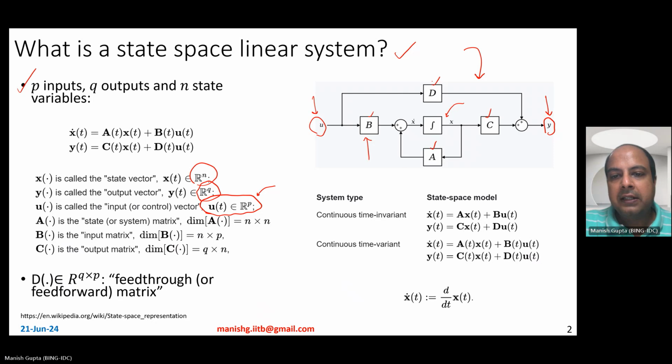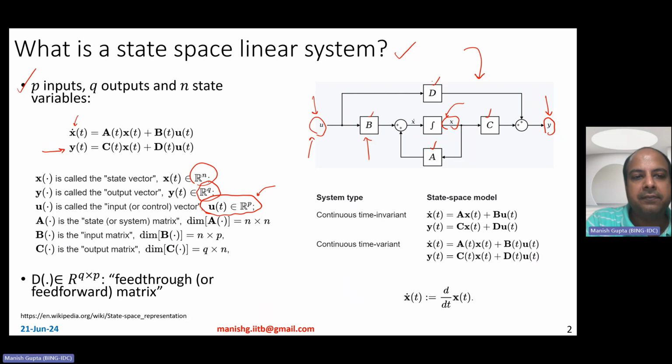Okay. So the idea is to basically take your input U and the current state X and try to come up with a new state called X dot, right? And then also come up with a final output Y of T. Okay. So using these A, B, C, D, these four parameters, right?